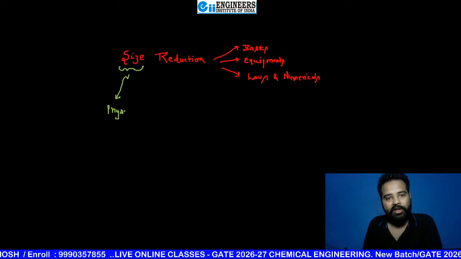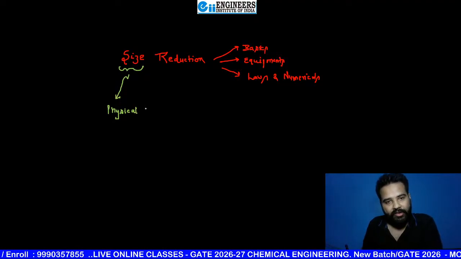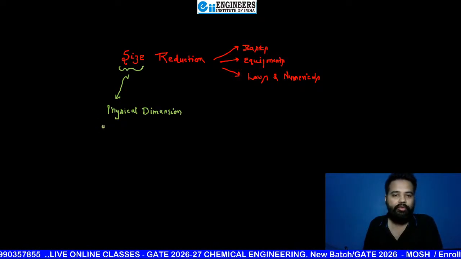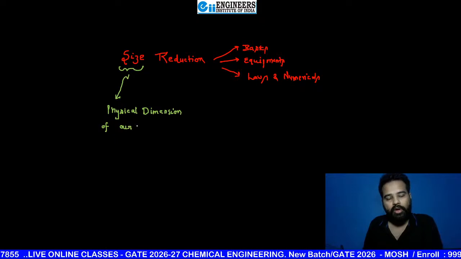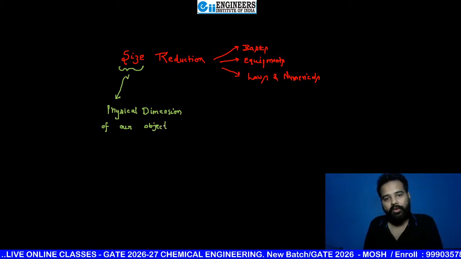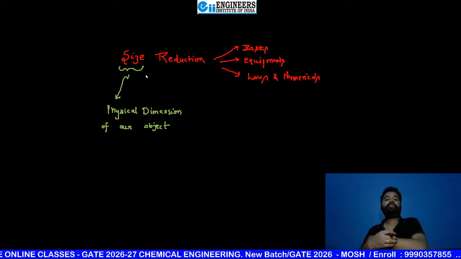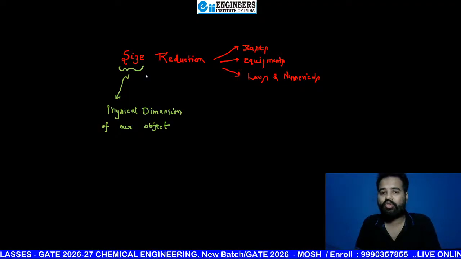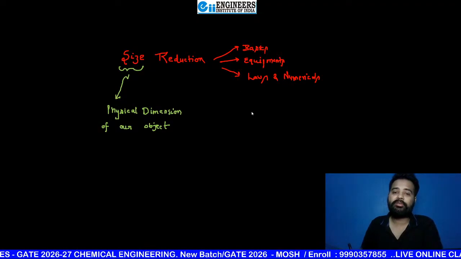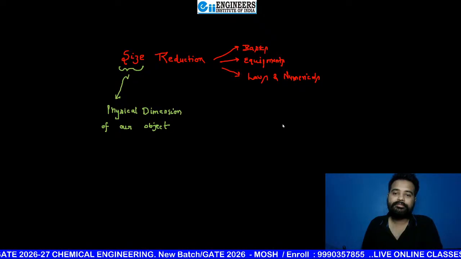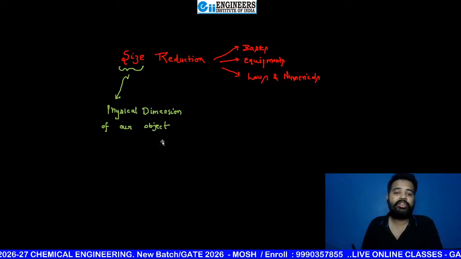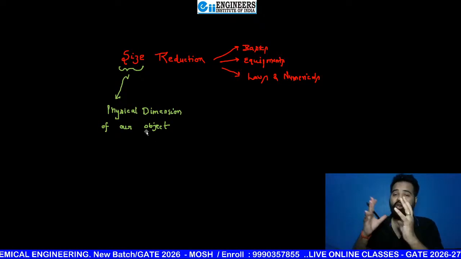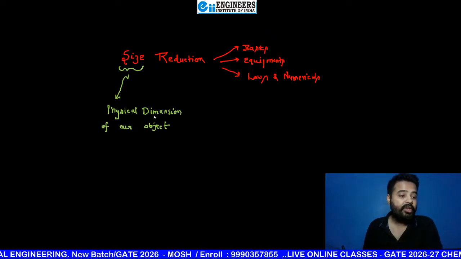What is size? This is the physical dimension of our object. Okay beta. Now can you tell me what is reduction? Very good. How will you define reduction? What is reduction? Size is the physical dimension of our object, meaning what is the dimension of our object, that is size. To reduce the dimension.